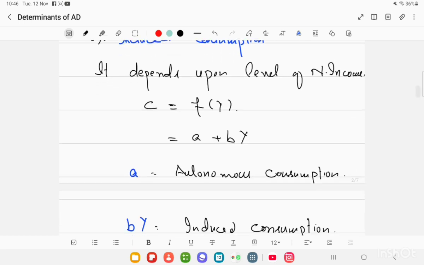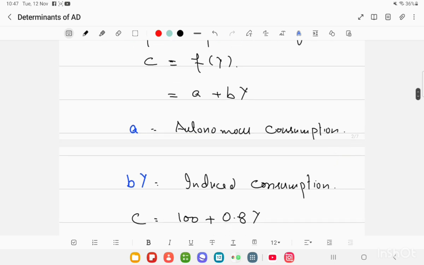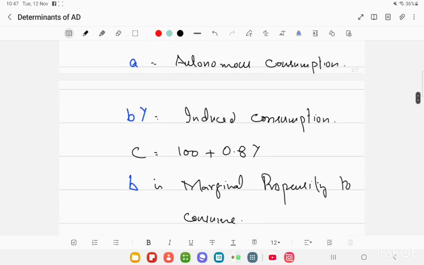Now C is a function of national income, where C is equal to A plus bY, where A stands for autonomous consumption and bY is induced consumption. b is the marginal propensity to consume. Marginal means additional. So out of every additional dollar of income, how much is spent on consumption? Here I have written the consumption equation as 100 plus 0.8Y, where 100 denotes that even at zero level of income, consumption is still positive, that is 100. And 0.8Y denotes the marginal propensity to consume, that out of every additional dollar, 0.8 is consumed.